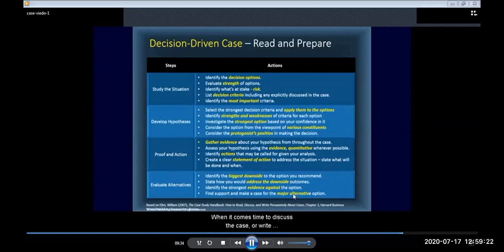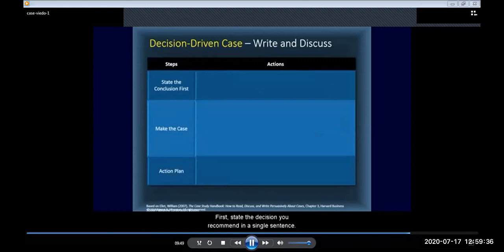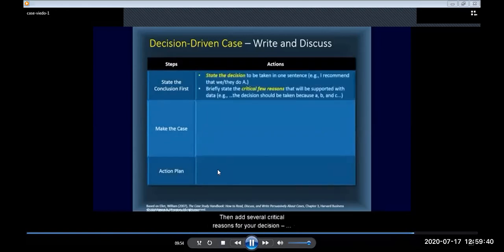When it comes time to discuss the case, or write about it, you take the analysis and work you did in preparation and organize it to make a strong presentation. First, state the decision you recommend in a single sentence. Then add several critical reasons for your decision. You will support these reasons with data.